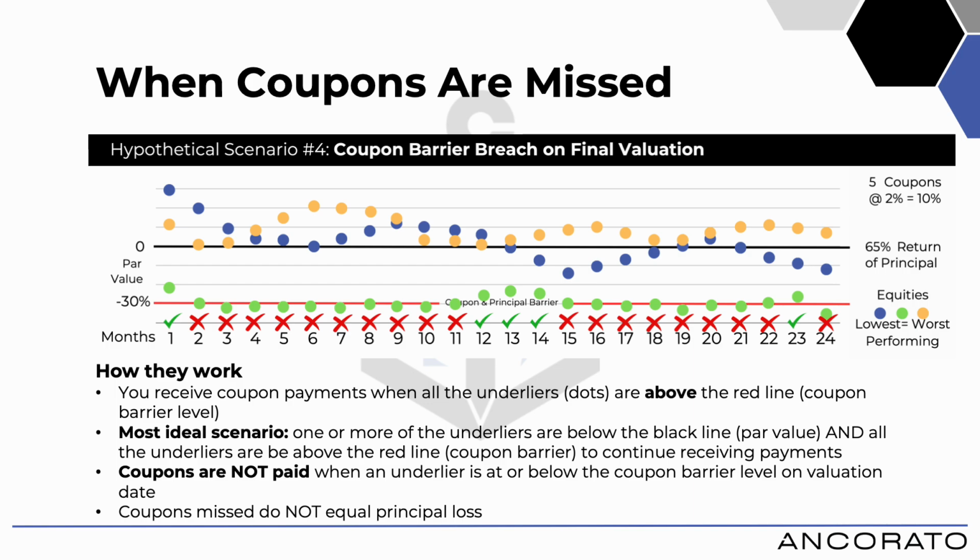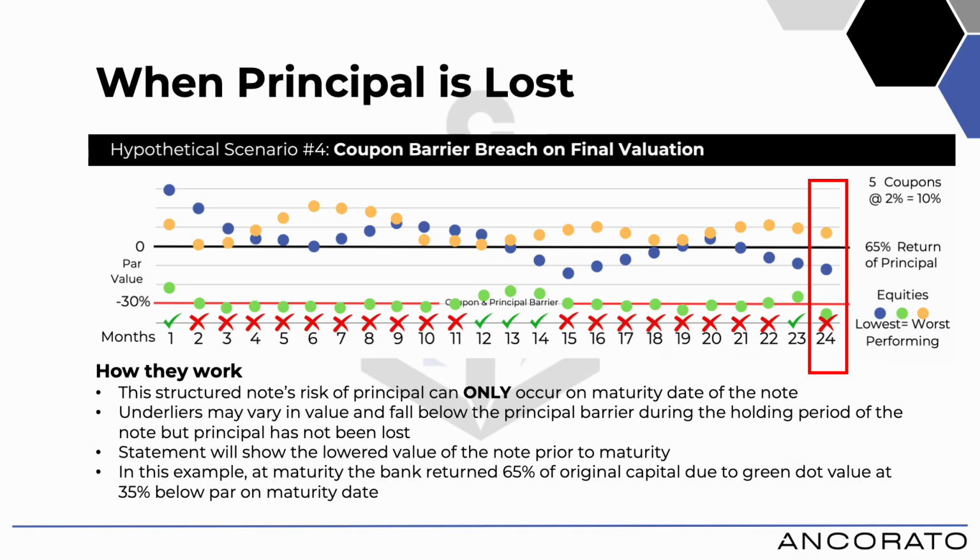Although missed payments do not equate to principal loss, in this example, at maturity, notice that the green dot is below the red line, the principal barrier level, on its final maturity date. This means that principal loss occurred. With certain types of structured notes, the possibility of principal loss can only occur on the final maturity date. Throughout the duration of the note, the underlier's values will vary, but principal loss can only occur at maturity.